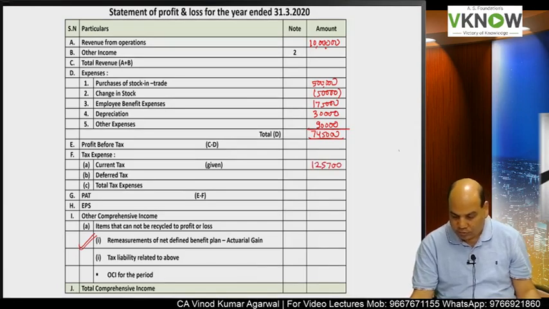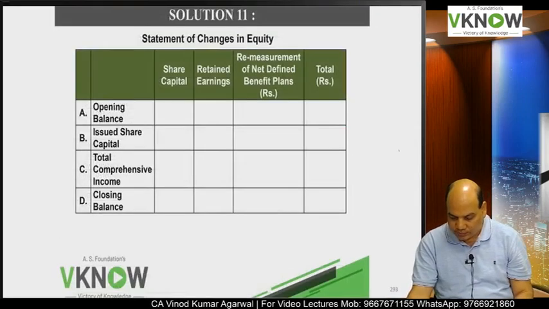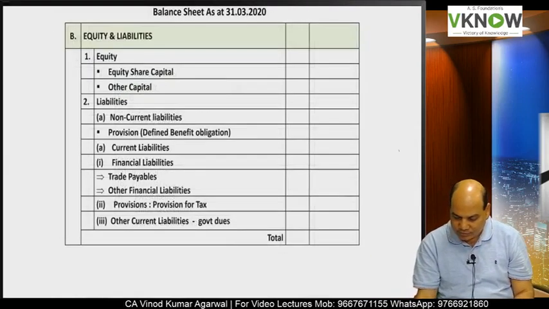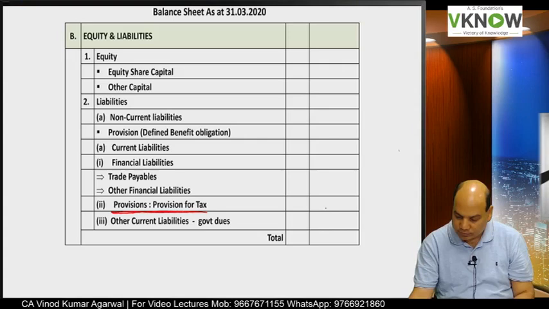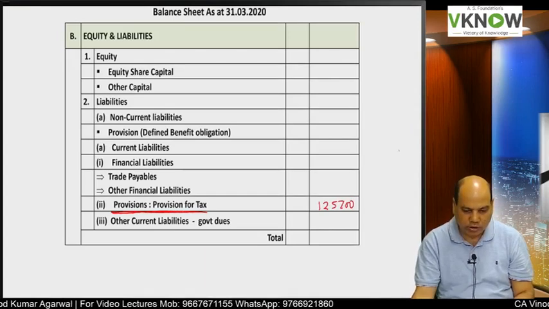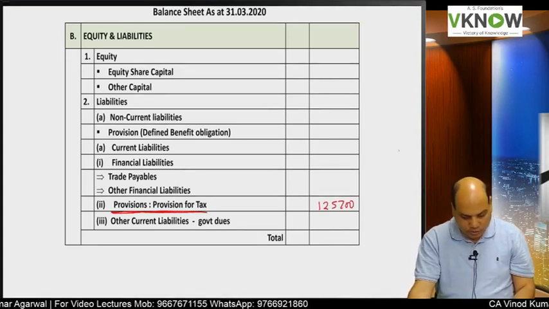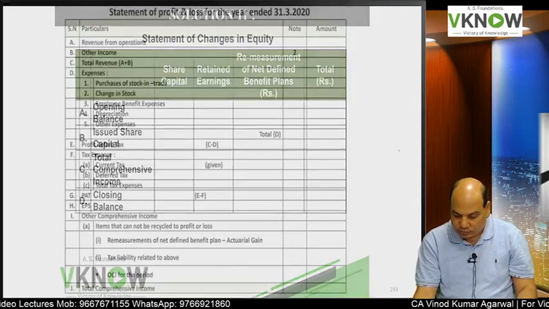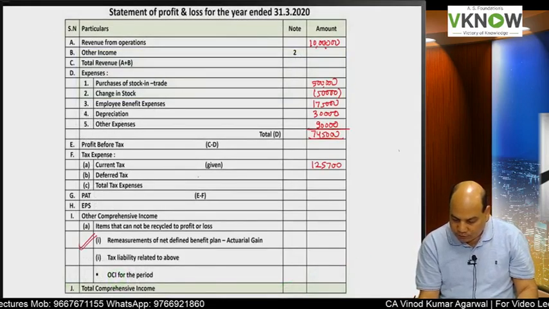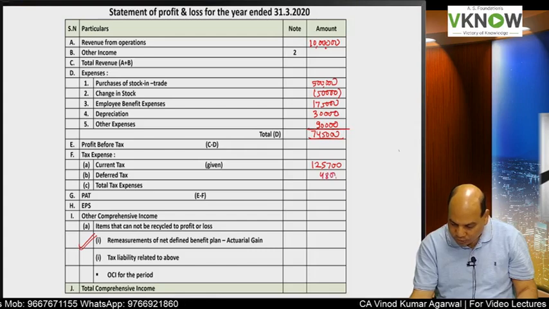125,700. And we are going to also write in balance sheet, liability side here, current liability, provision for taxation. This figure you will write 1 lakh 25,700. 125,700. Okay. Then deferred tax, how much we had calculated for P&L account? 4,800. For P&L account deferred tax we have calculated 4,800.